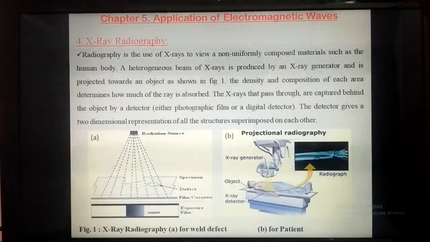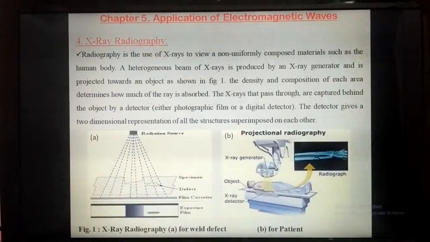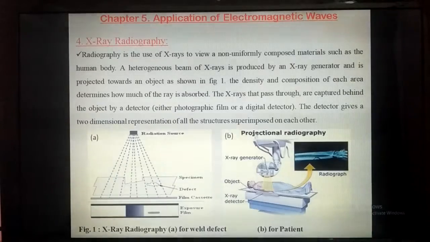The detector gives a two-dimensional representation of all the structures superimposed on each other. These are the two diagrams. The first one is for welding purposes and the second one is for medical purposes. In welding, the welding defects are found by X-ray radiography, and for medical use, X-ray radiography is used to find fractures of the bones in the human body.